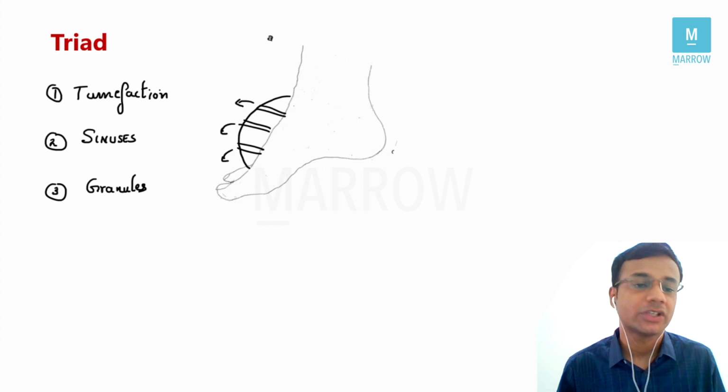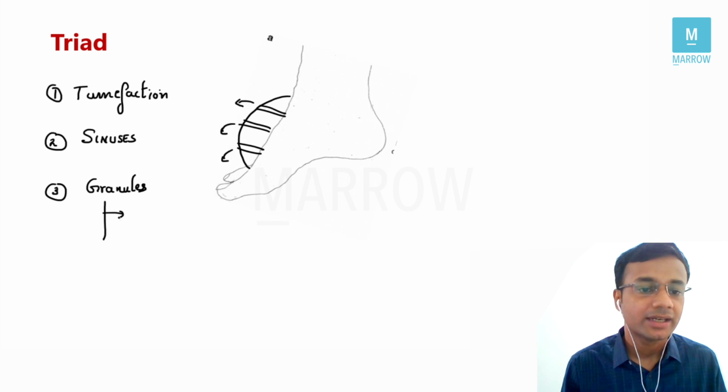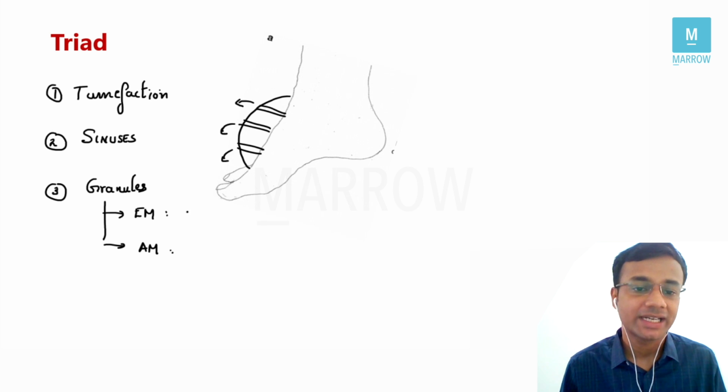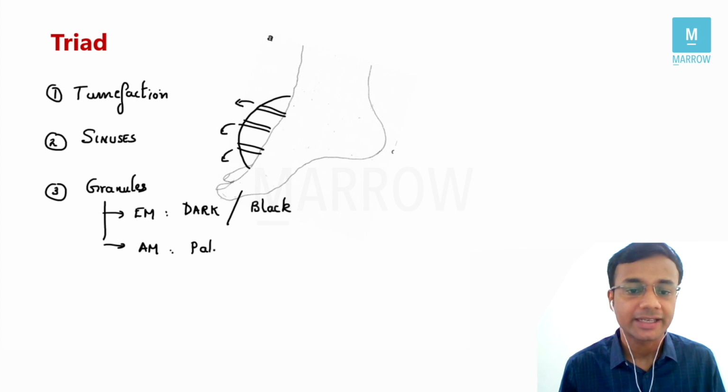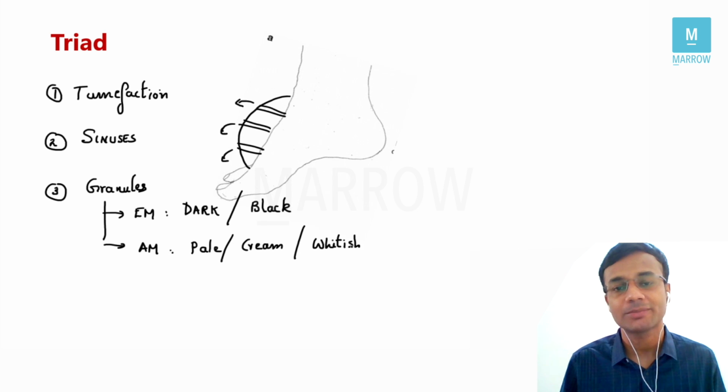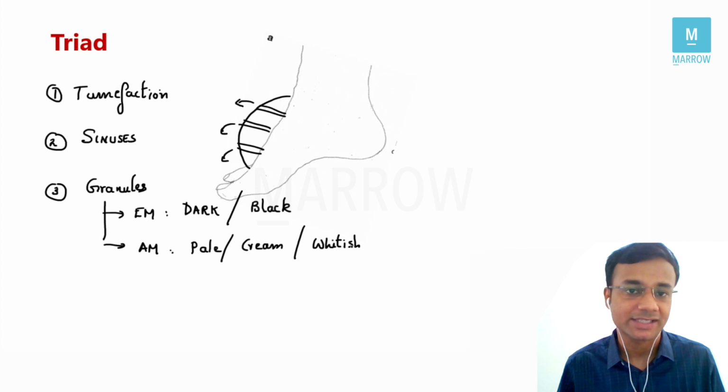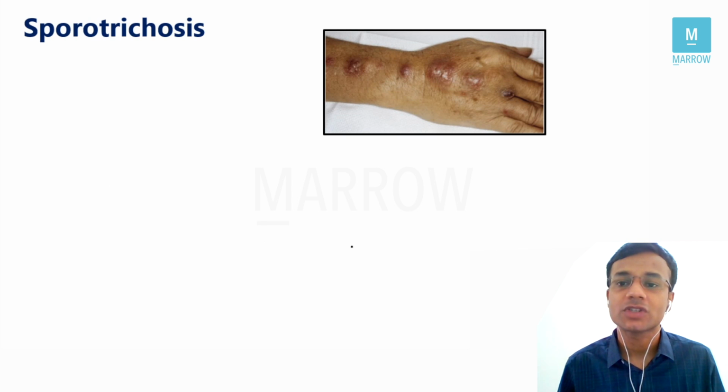These are basically the colonies of the organism, and based on the color you can identify whether it's eumycetoma or actinomycetoma. In a patient of eumycetoma, you're going to get dark or black color granules. In a patient of actinomycetoma, you're going to get pale colored granules, cream or whitish granules. There are exceptions in both categories, but generally remember the darker colors are for eumycetoma, the paler colors are for actinomycetoma.